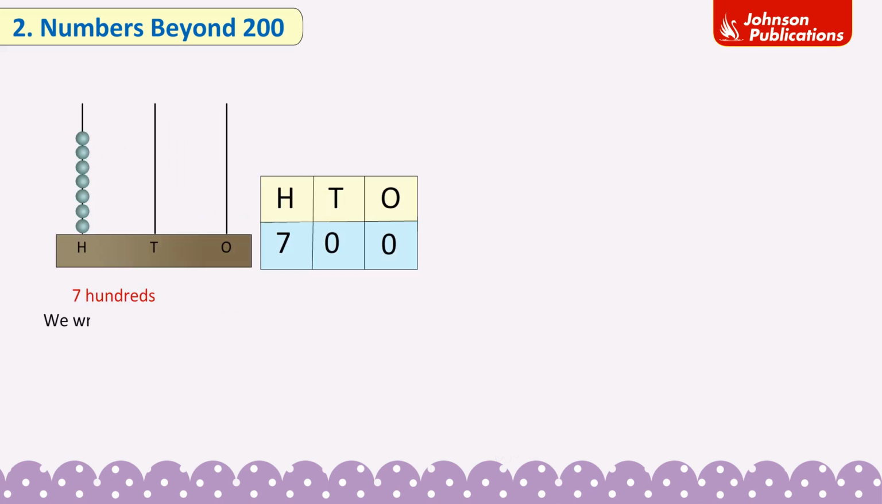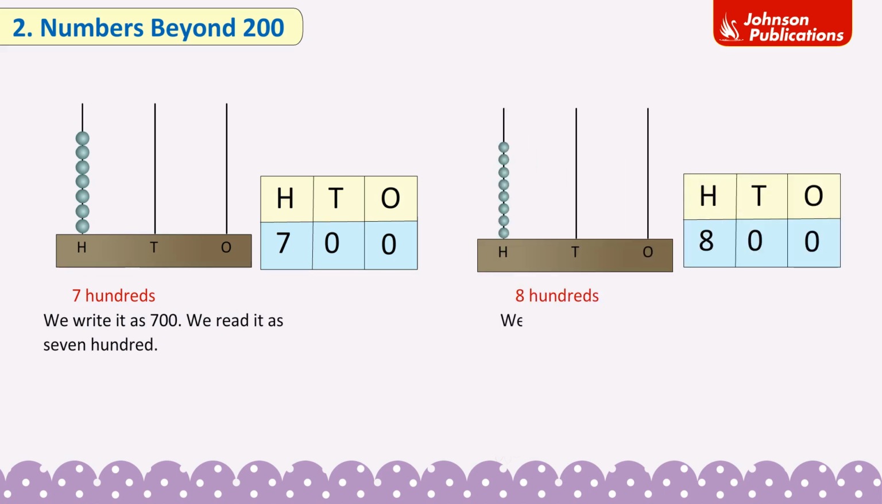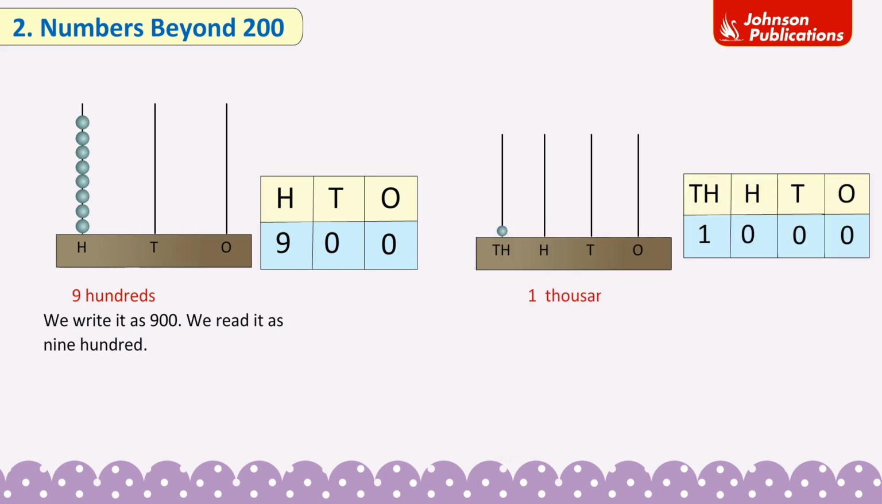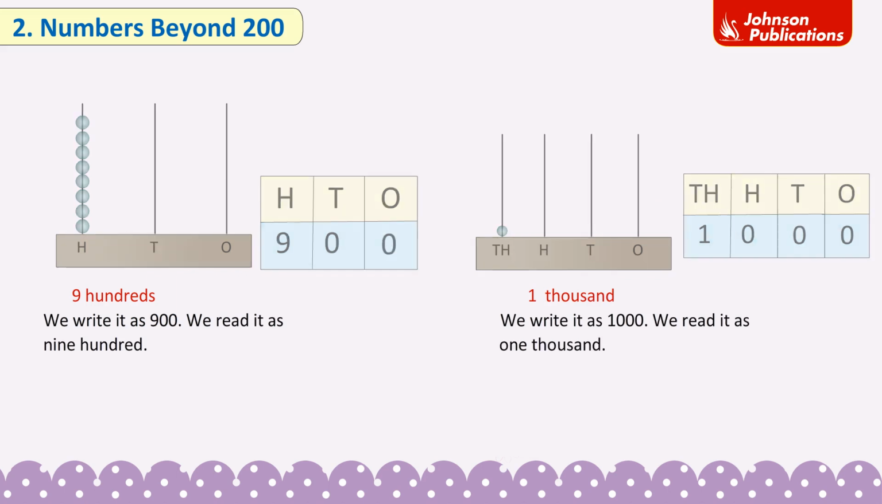700. We write it as 700. We read it as 700. 800. We write it as 800. We read it as 800. 900. We write it as 900. We read it as 900. 1000. We write it as 1000. We read it as 1000.